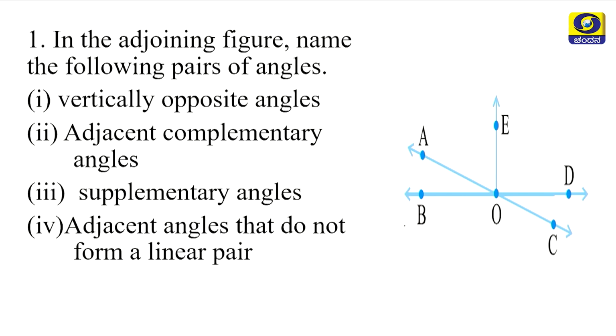I am repeating the question again. In the adjoining figure, name the following pairs of angles. The first one is vertically opposite angles. The second one is adjacent complementary angles. The third one is supplementary angles. The fourth one is adjacent angles that do not form a linear pair.